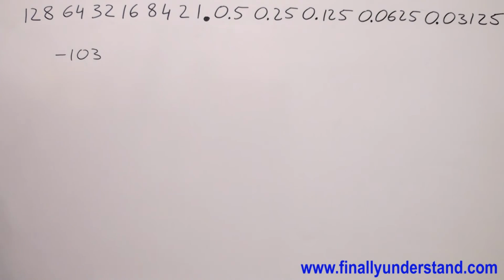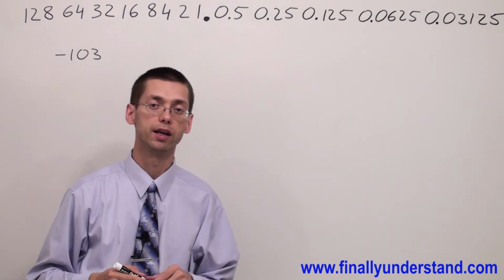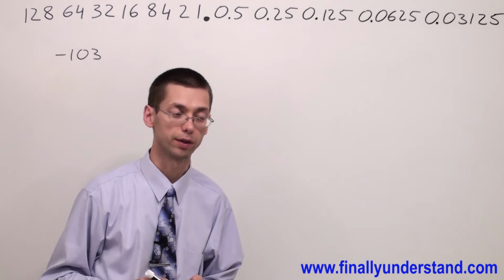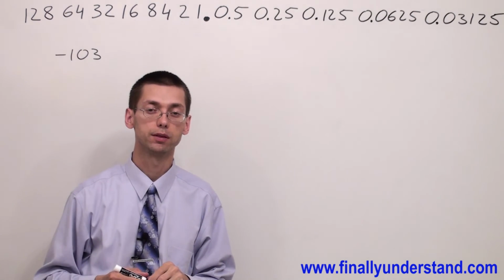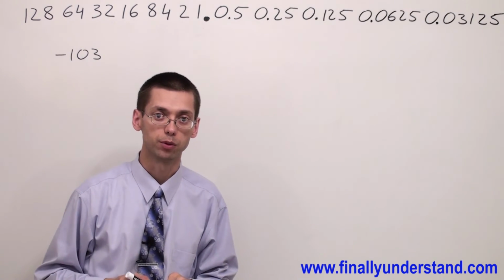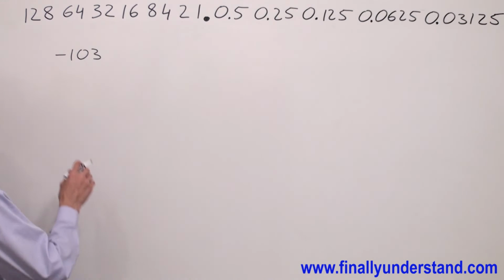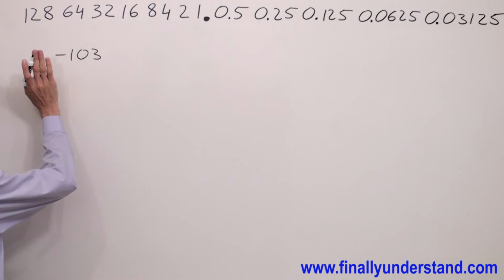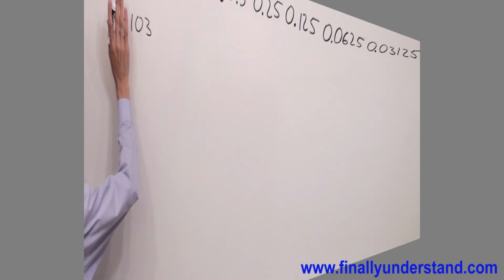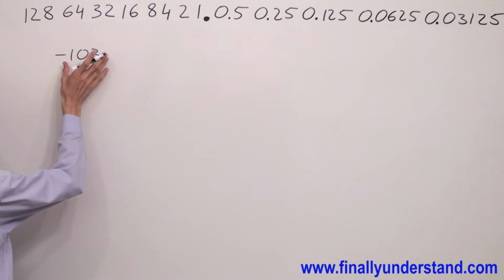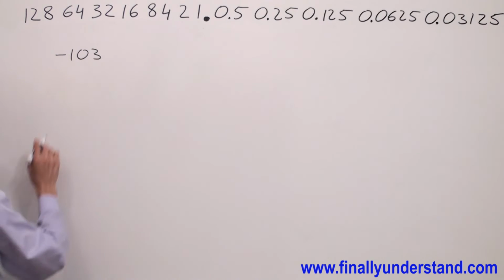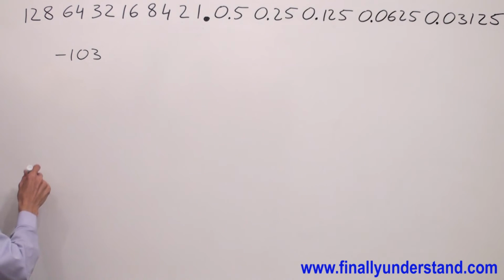And we have another example on the board. This time we have negative 103. This is a negative number. Remember, 1's complement represents the negative numbers. What I'm supposed to do first? At the moment, I have to forget about the sign for a moment and convert 103 into binary.